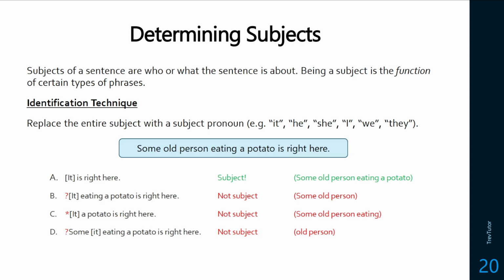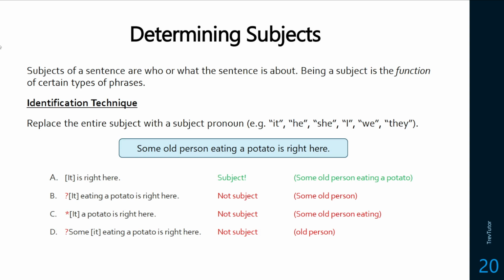So to see if you have a subject, you're going to identify what you think is the subject and replace it with a pronoun like he, she, it, they, we, us, or whatever. So if I think of this sentence, some old person eating a potato is right here. I think, what's the subject?